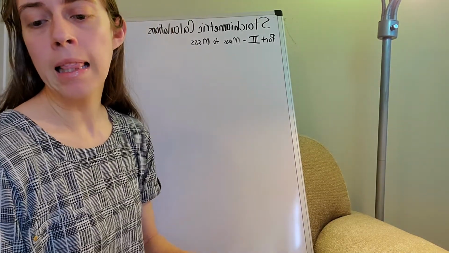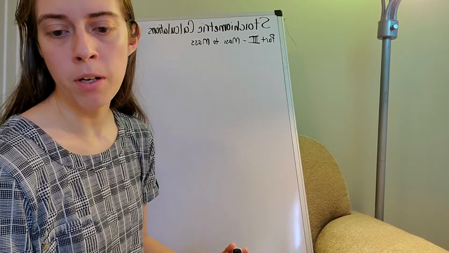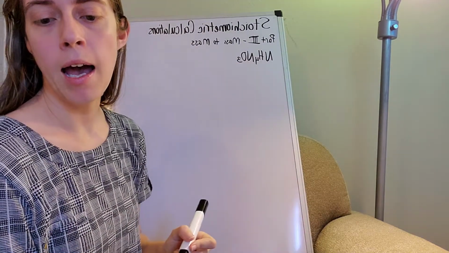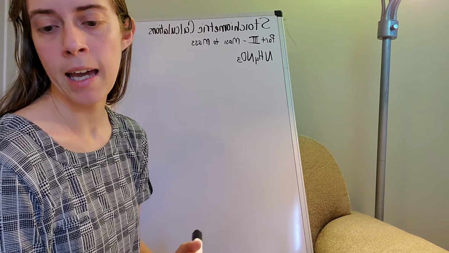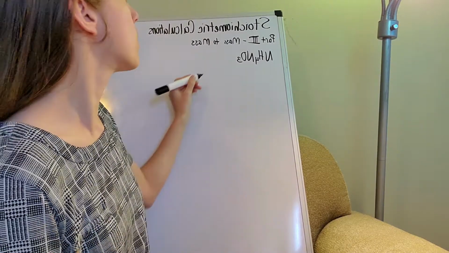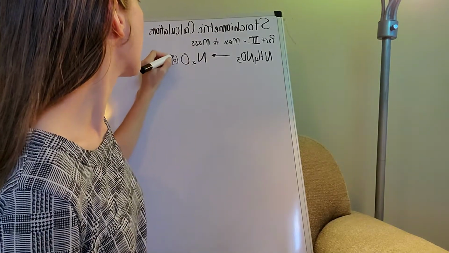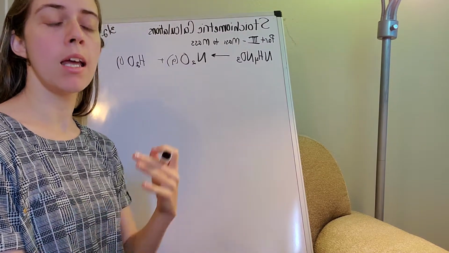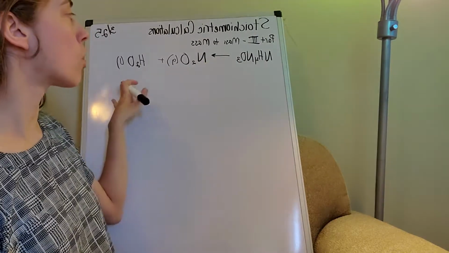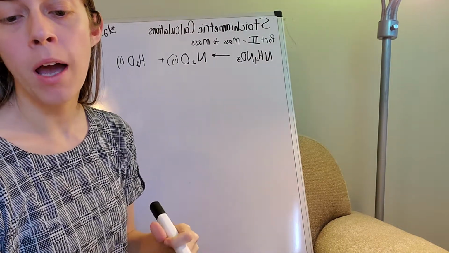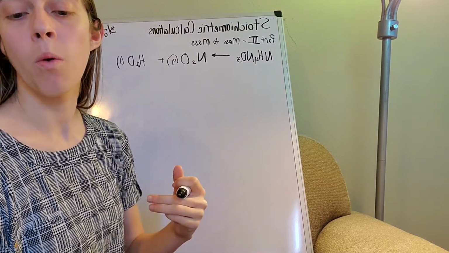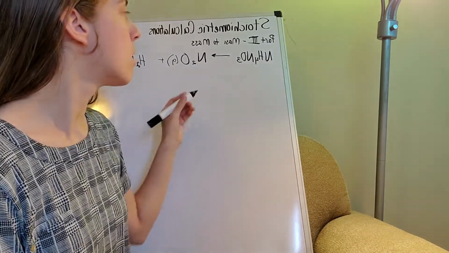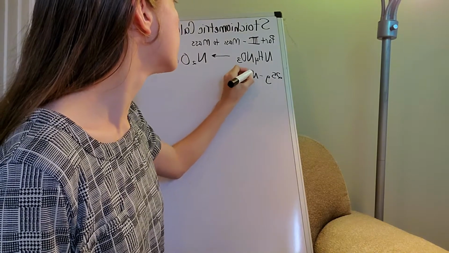Let's say that we are given ammonium nitrate, NH4NO3. That is a fertilizer, and it produces nitrous oxide gas and water when it decomposes. So we know that it decomposes to produce nitrous oxide gas and liquid water. This is our chemical equation as given to us in the problem. It's a decomposition equation. We are given 25 grams of solid ammonium nitrate, and we want to know the mass of the water produced.